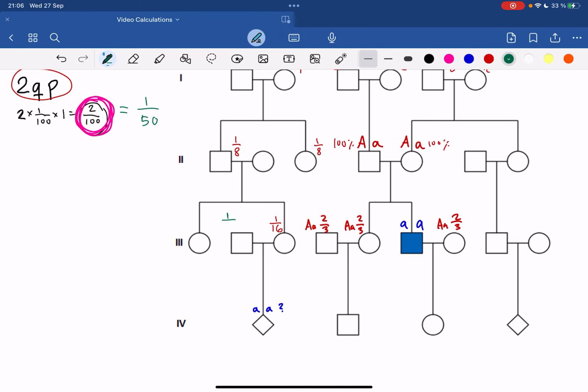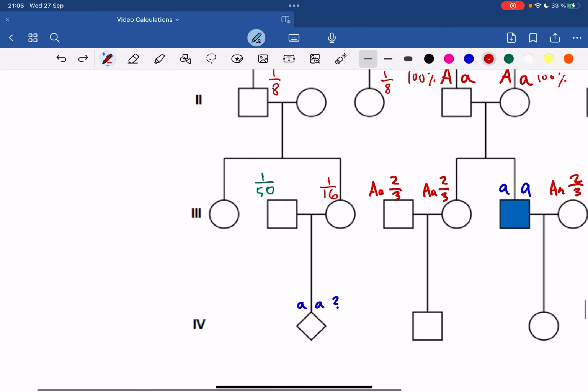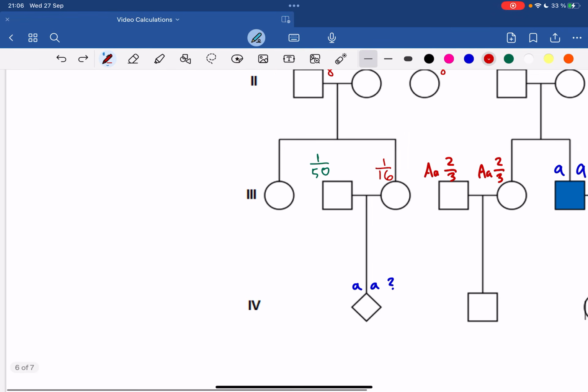Let me just double check that I'm doing right. Yeah, 1/50th chance for this person to be heterogeneous, because this person comes from the population. And the population frequency for heterogeneous individuals is 1 out of 50 people. Scary stuff. Now we're finally done with finding out the possibility for the parents to be heterogeneous.